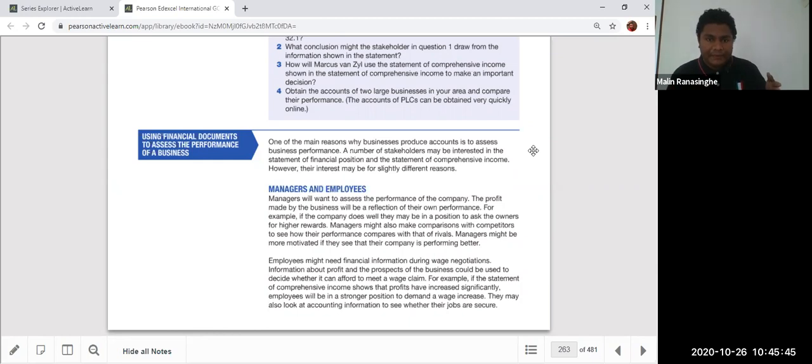That's right. So managers will want to know the performance of their decision making, for comparisons and everything they have to do. And also employees might need this financial statement for wage negotiation, because they care about their job security and salary increments. So information about the profit and prospects of the business could be used to decide whether it can afford to meet the wage claim.